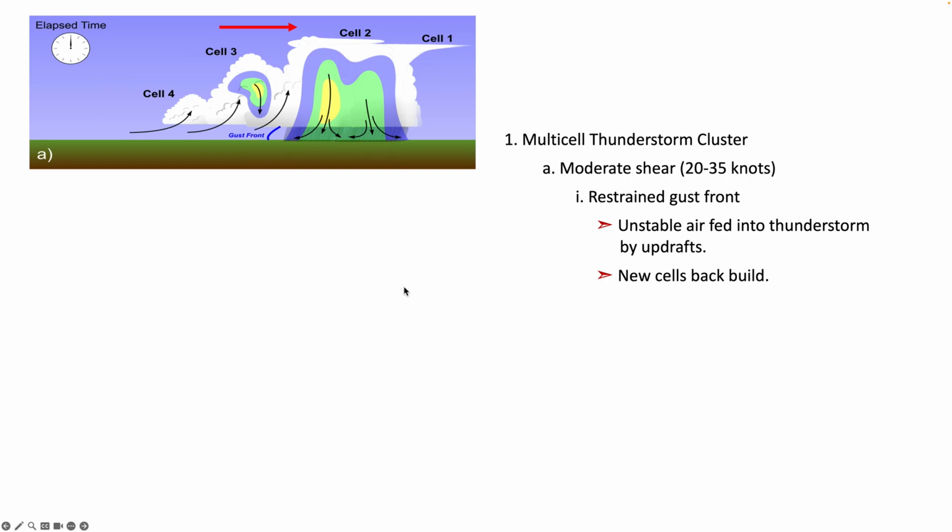So these multi-cell clusters actually provide us with our first real severe threat. Now, when we're talking about severe weather, technically, severe weather in the eyes of the National Weather Service is really all about extreme winds, large hail, and tornadoes.